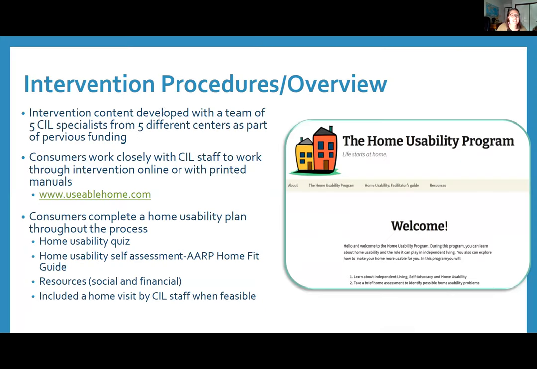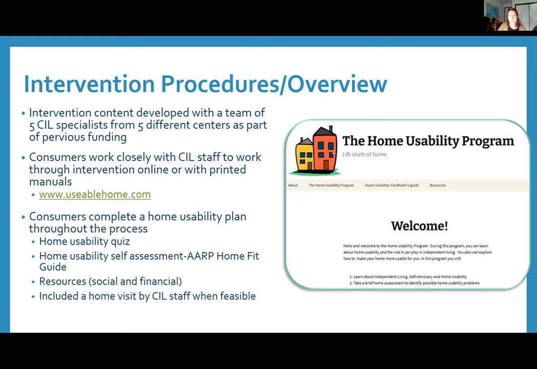So a quick overview of the intervention procedures. This intervention, as I mentioned, was part of a previous project and was developed with a team of five CILs from five different Centers for Independent Living as part of that previous funding. And then consumers worked really closely with CIL staff to work through the intervention online or with a printed manual.